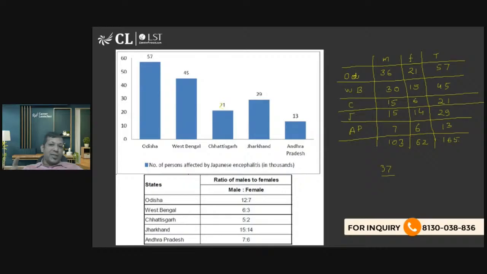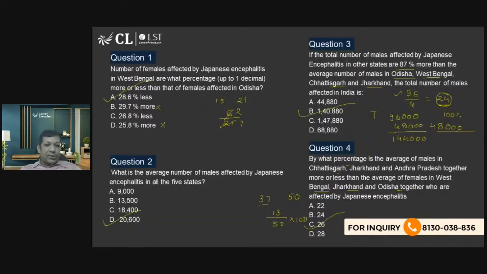The sum of Chhattisgarh, Jharkhand, and AP is 37, and the females from Odisha, West Bengal, and Jharkhand is 50. Right. If you want to calculate through average, so basically it is 37 by 3 and 50 by 3. The difference comes out to be 13 by 3 over 50 by 3 into 100. Got it? So even if you take the average, answer won't be different. It is going to be same.